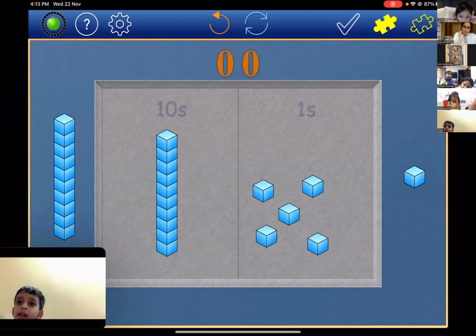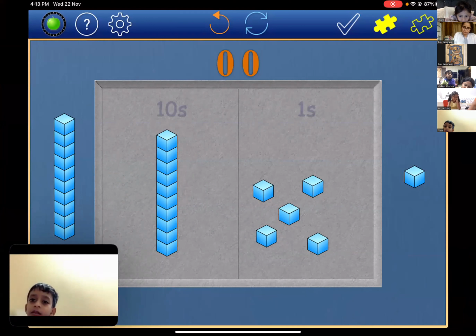Okay. So, Neve, now this is 10. Do you know what 2 tens is known as? No or yes? Don't ask me. It's okay if you don't know. I will tell you. 20. Yes. So if I want to make a 25, what should I do?